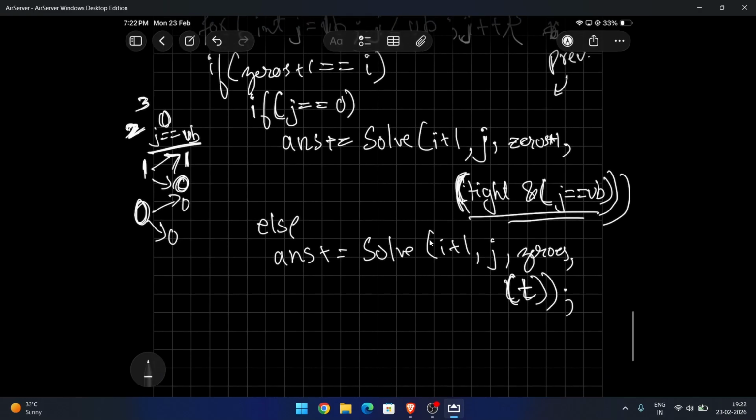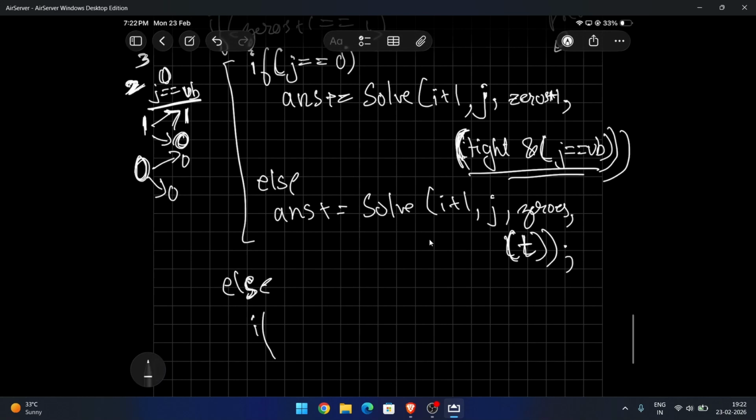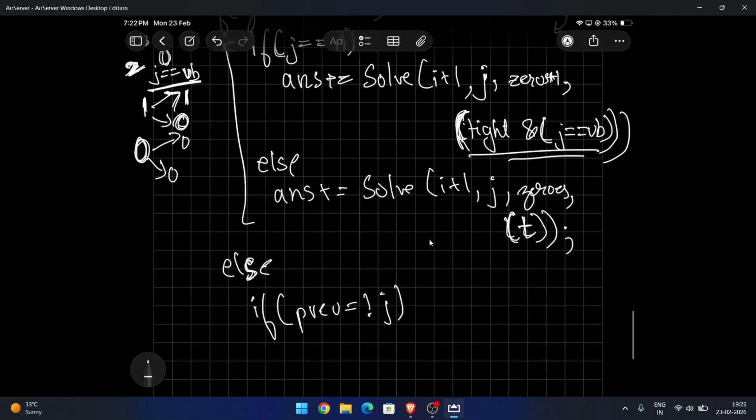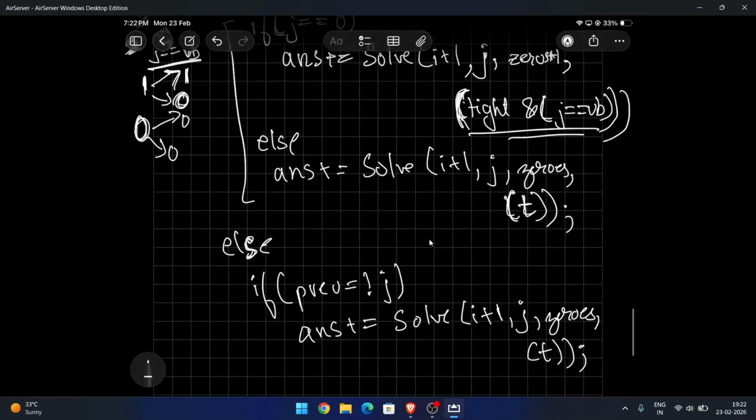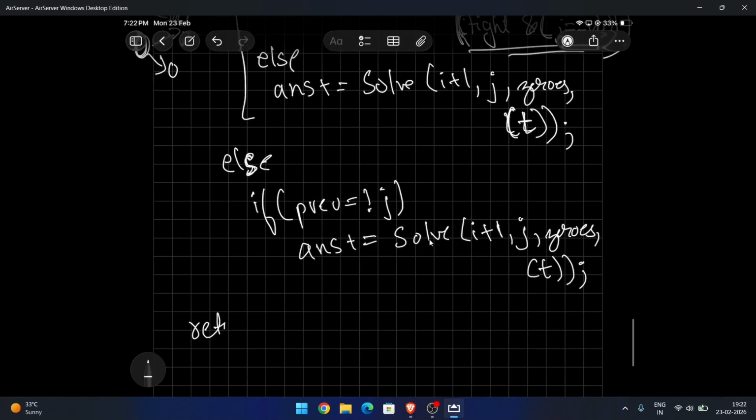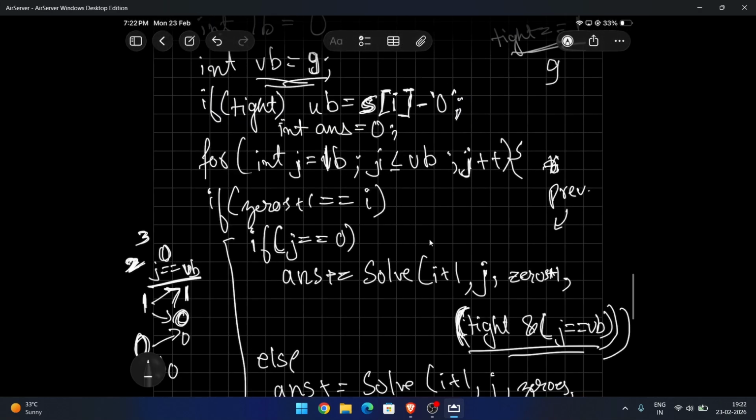Now what if this was not the case? If this was not the case, then we can only add if previous is not equal to current number. So if the previous and current number are not equal, then only we would put this number. The previous should become J, zeros should stay as it is, and the tight condition would follow. Okay, so now we are done. This was our algo.